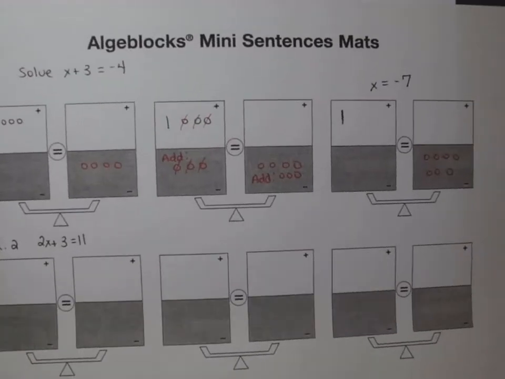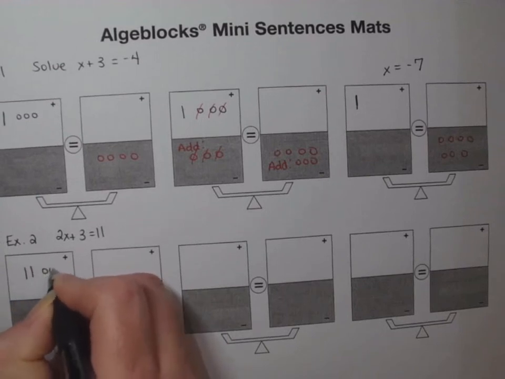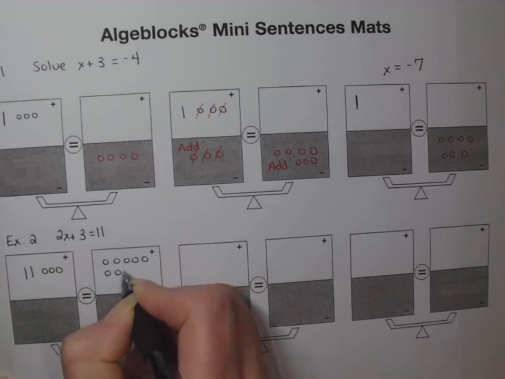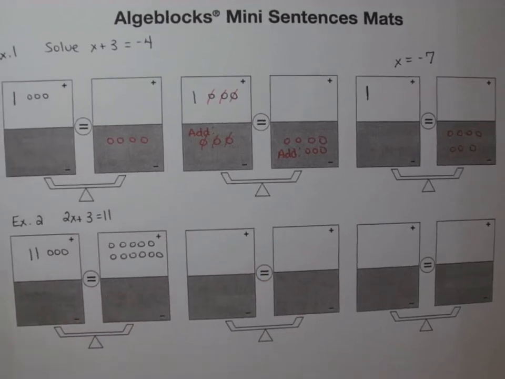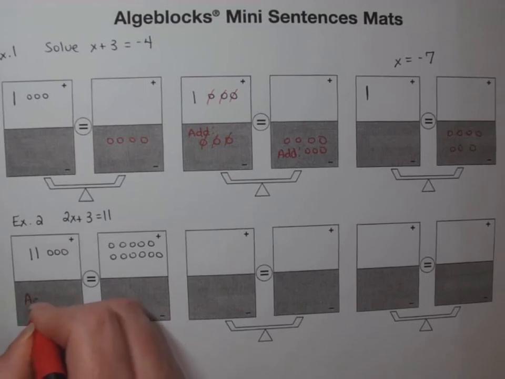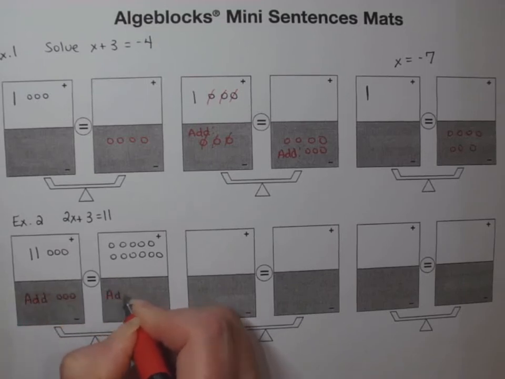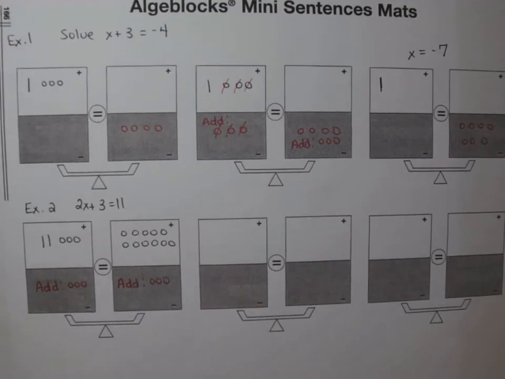Okay, so we started off with 2x plus 3 equals 11. I'll make sure I do 11 this time. Okay, so the first thing we did is we added in some negative counterparts so that we could cancel some stuff out, right? So we added in 3 negatives.